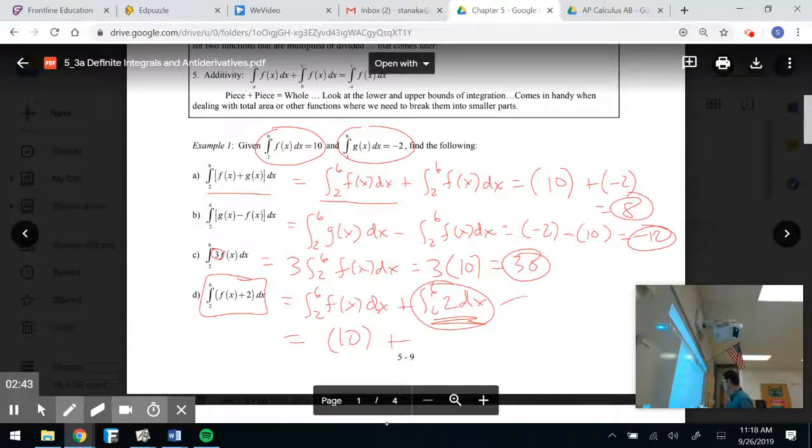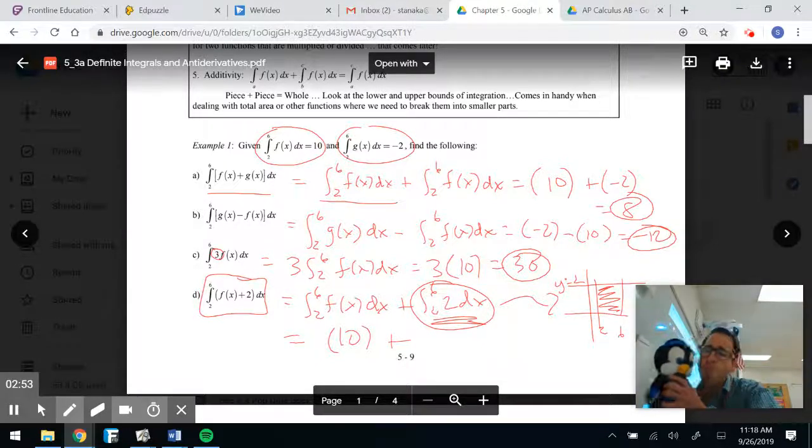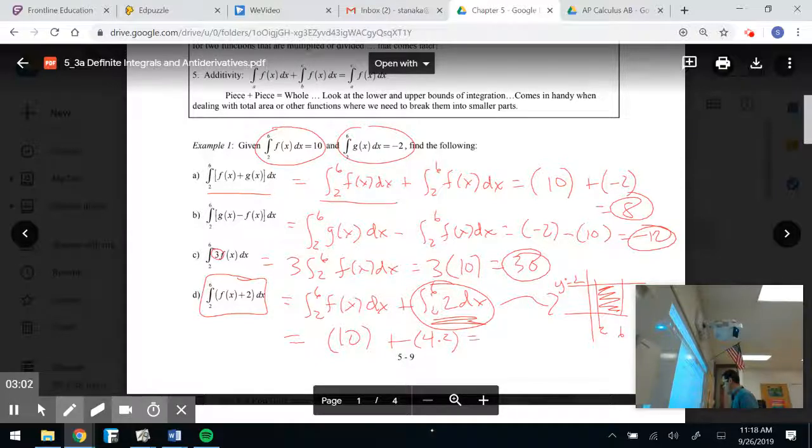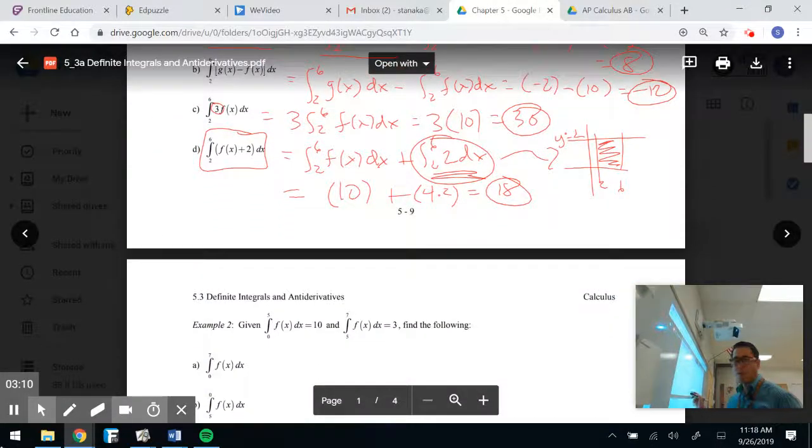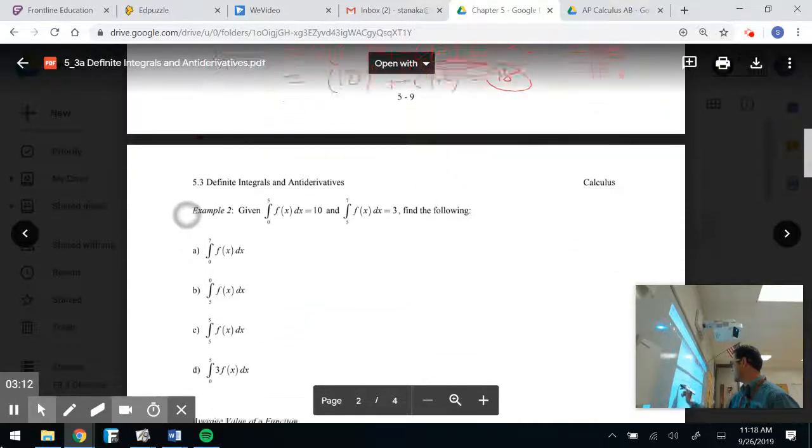Well, we all know that we could draw a picture. That's y equals 2, that's my function, and it goes from 2 to 6. Well, that's a rectangle, so I can find the exact area. We get a 4 by 2, and another 4 by 2, let me show work here. So that would be 10 plus 8, which is 18. I really hope you challenge yourself and try that on your own. You learn more if you try some of these things on your own.